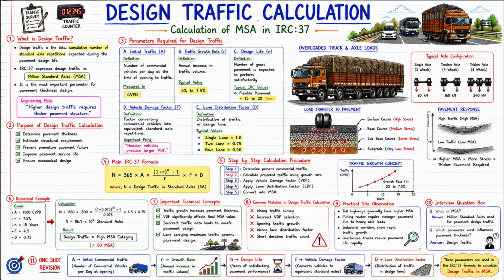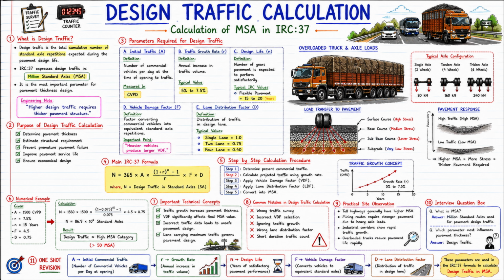E. Lane distribution factor, D. Now in a multi-lane highway, traffic is not equal in every lane. Heavy vehicles mostly move in the slow lane. Therefore, there is more stress on the design lane. Typical values: single lane 1.0, 2 lane 0.75, 4 lane 0.40, and this is called lane distribution factor.